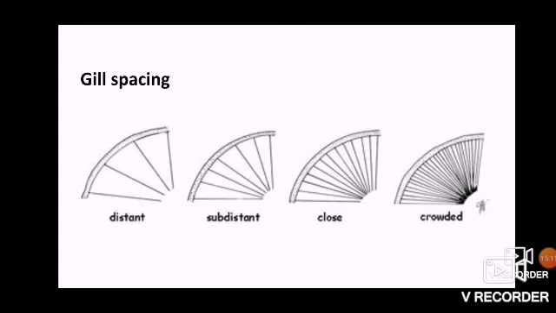Gill spacing. So when you're looking down at those gills, you're going to notice various amounts of space between each gill from one species to another. Distant, very obvious what it's talking about. When you take a look at a mushroom that is distant and a mushroom that is crowded, it's a pretty big difference. It'll be very noticeable. And then subdistant and close. As we go through them, it'll become more obvious which is which.